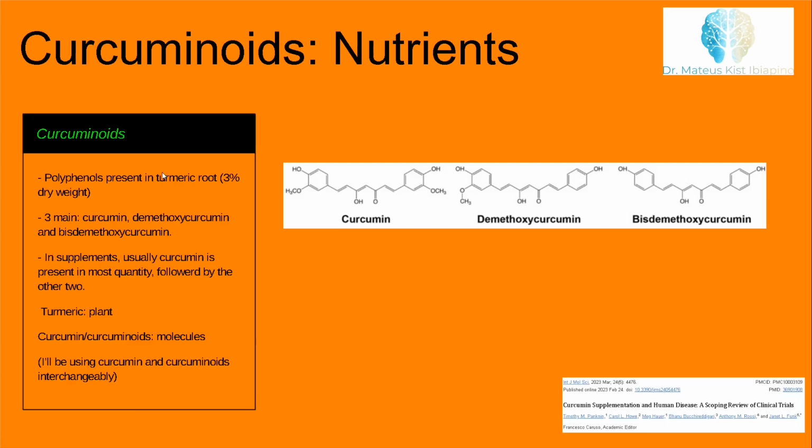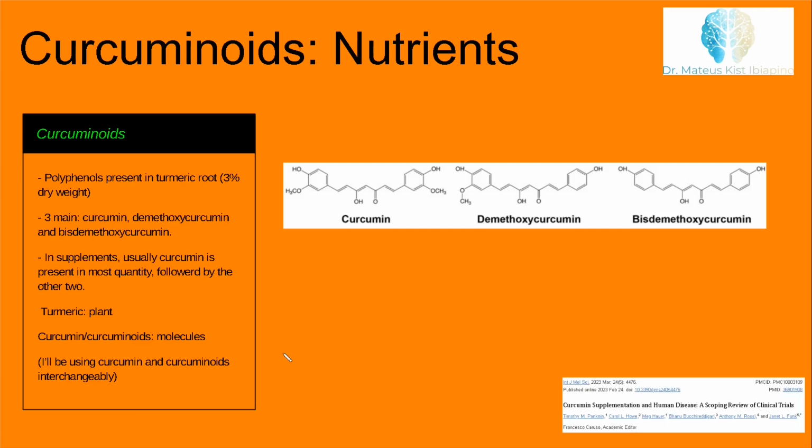Well, let's talk a little bit about these molecules, the curcuminoids. They are a type of nutrient that is present in the root of the plant. They are a type of polyphenol. About 3% of the dry weight of the root is curcuminoids. There are 3 main curcuminoids. Curcumin, which is the most famous one, dimethoxycurcumin, and bis-dimethoxycurcumin. In supplements, we usually have all 3 of them in varying quantities, and most of the time curcumin is the main one, and the other 2 are present in varying quantities.